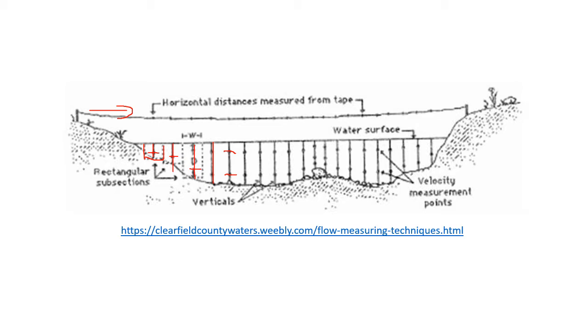So for each of these rectangles, we will have a velocity. Now, one of the things that we need to know, there's a standard equation called the continuity equation that states that flow, which is usually represented as the letter Q, is equal to velocity times the cross-sectional area of the flow. So this is a key equation.